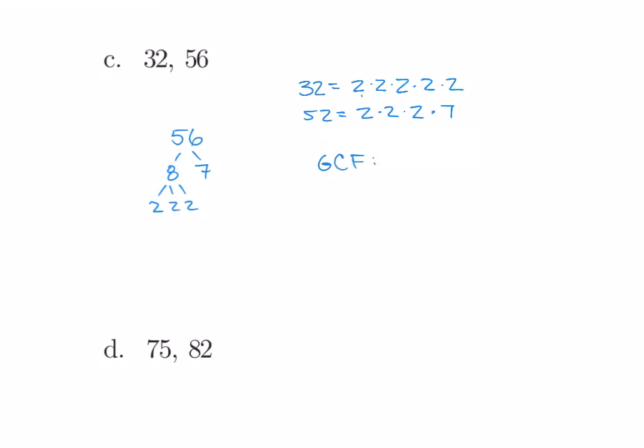For our GCF, we get 1 2 times 2 times a third 2, and we're done. They don't have anything else in common. And so our GCF, if we multiply 2 times 2 times 2, we get 8.